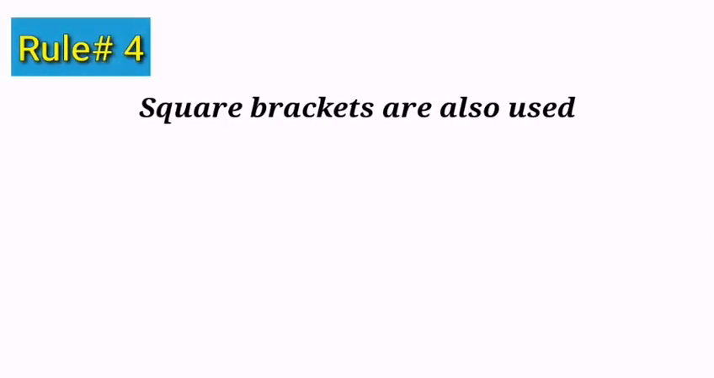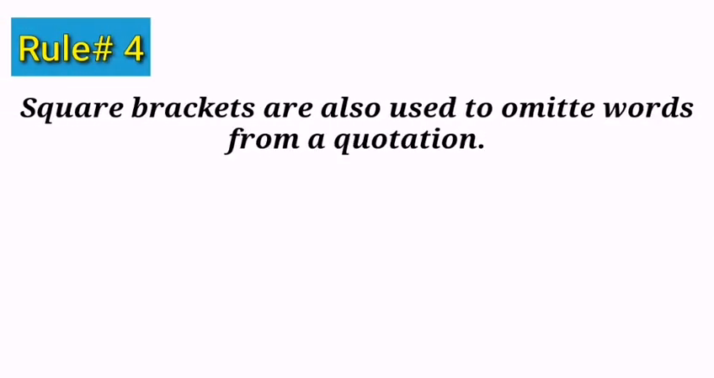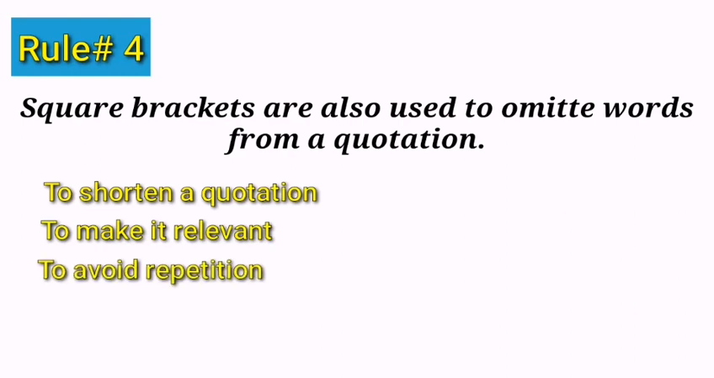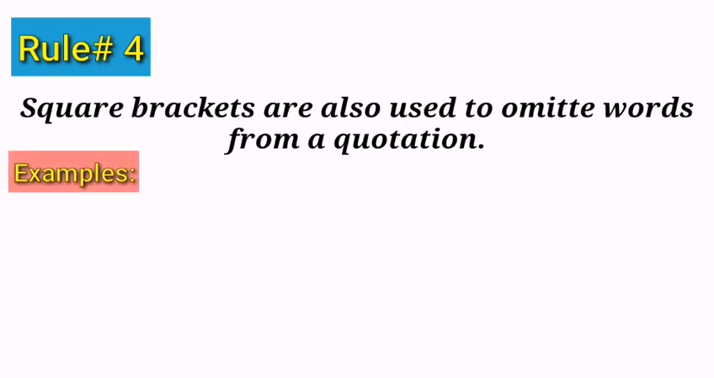Square brackets are also used to omit words from a quotation. This is also one of the main points, that brackets are used to indicate that words have been omitted from a quotation. This can be done for a variety of reasons, such as to shorten a quotation, to make it more relevant to the topic at hand, or to avoid repeating information that has already been stated. Simply, sometimes quotations are lengthy, so we can't mention them fully, so we shorten them. Just look at this example.